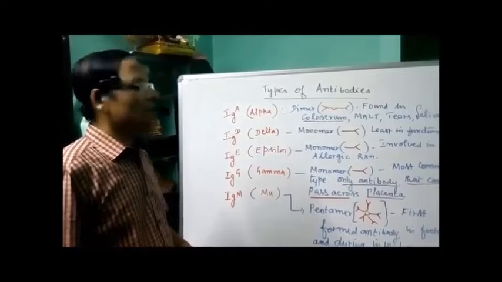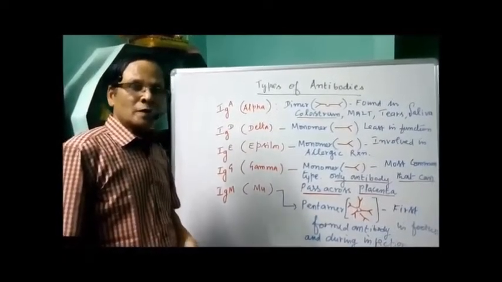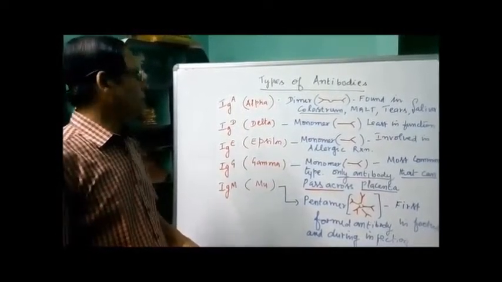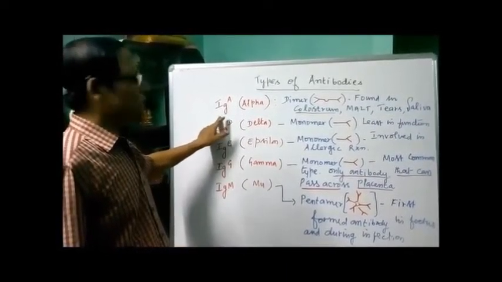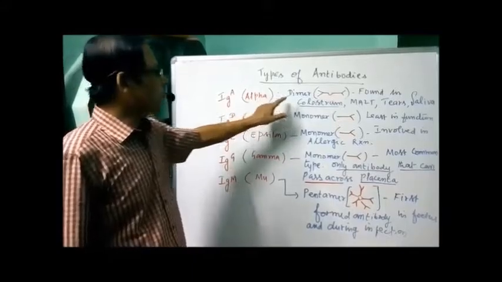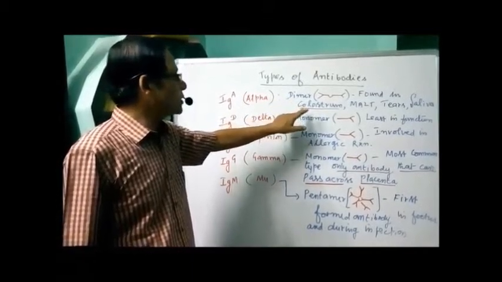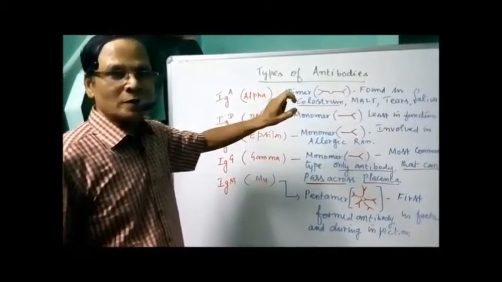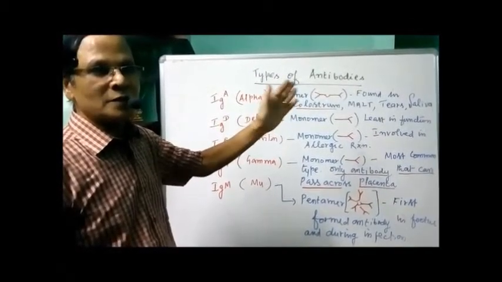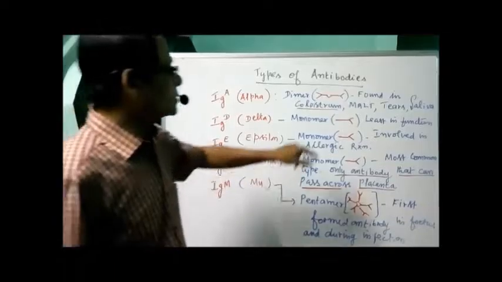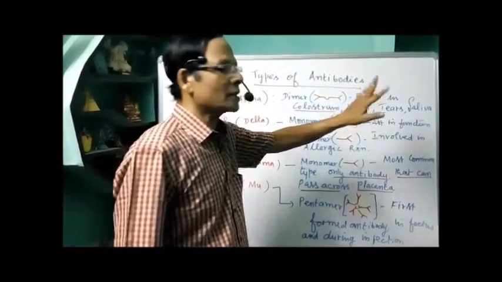On the basis of biochemical and physiological properties, there are 5 different types of antibodies. One, IgA, alpha. It is a dimer, as I mentioned earlier, found in colostrum, the first formed milk, the breast milk after delivery, after parturition. It is also found in mucus, tears and saliva.